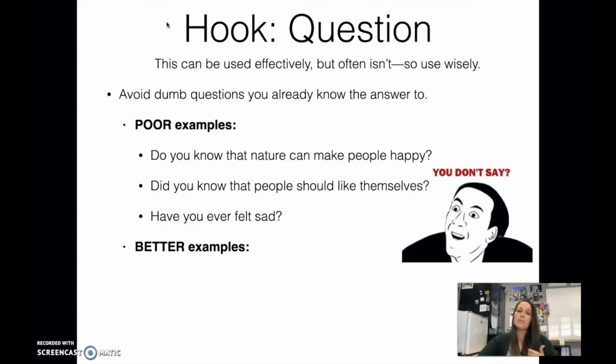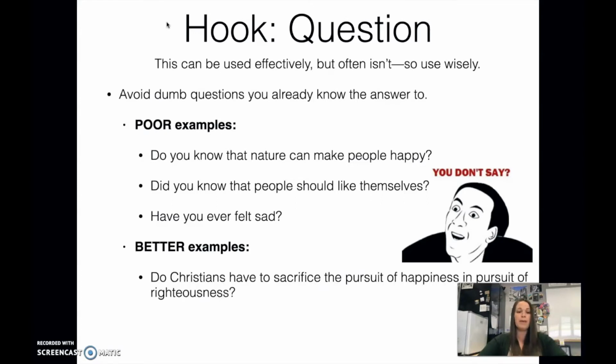Some better examples of how to hook your reader with a question would be, do Christians have to sacrifice the pursuit of happiness in pursuit of righteousness? Now, granted, that's a yes or a no question, but it's a little bit more loaded. And in order for me to respond to that question as a reader, I'd have to really sit there and think, right? In order to be a righteous person, do you have to sacrifice happiness? I would say the answer is no, but there's a lot of wiggle room in there.